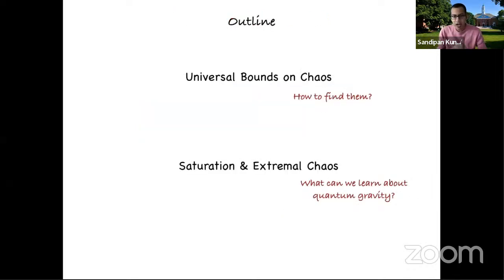So this is the outline of the rest of the talk. In the first part of the talk, I'll discuss universal bounds on chaos and how to find them. In the second part of the talk, I'll discuss saturation of these bounds, which will lead to the idea of extremal chaos. And I'll also discuss what we can learn about quantum gravity from this exercise.